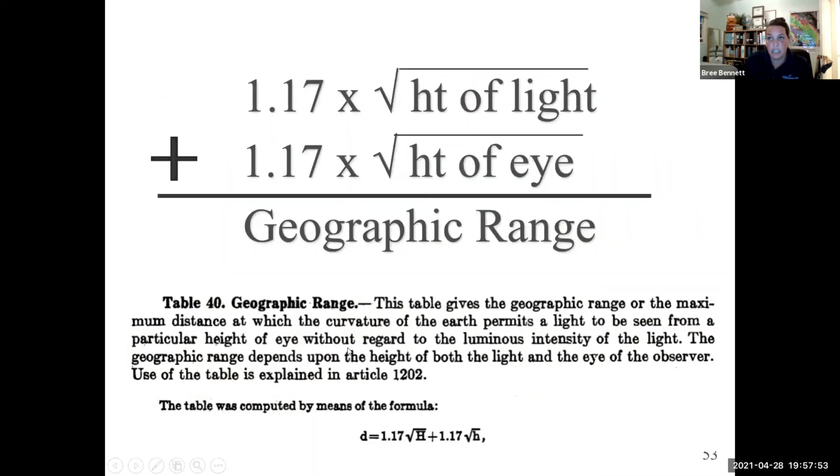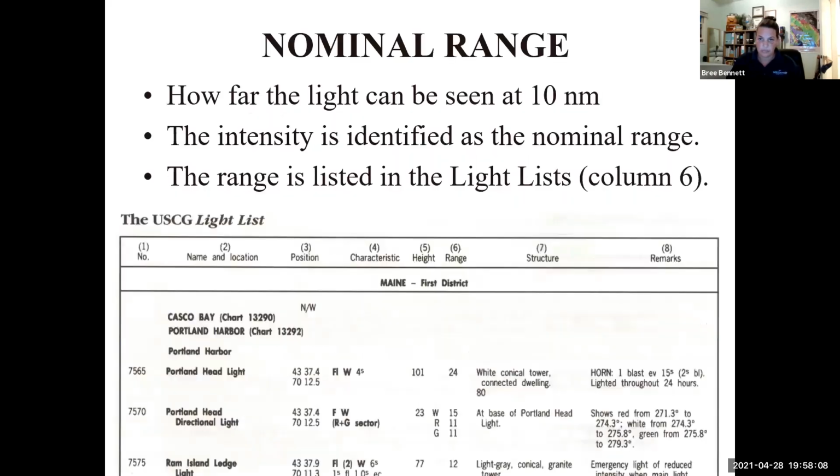Okay, so that's your geographic range. Then we have this luminous and nominal range, where you have the intensity of the light and the visibility in the area. So your nominal range is given to you on the chart. It is also given to you in the light list. And that's, in perfect visibility, meaning 10 nautical miles, how far can you see that light?